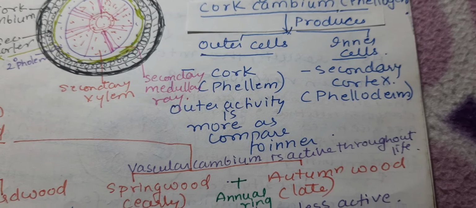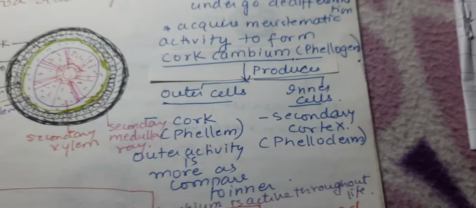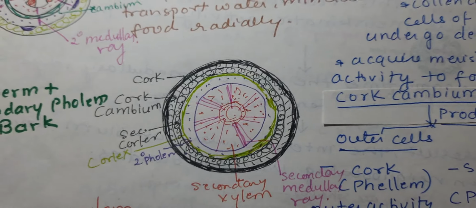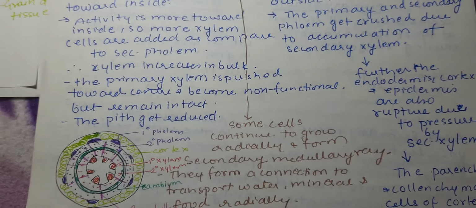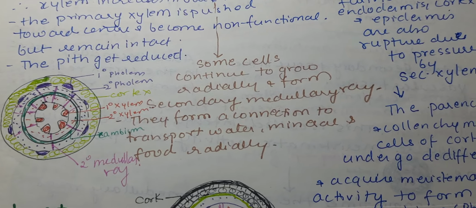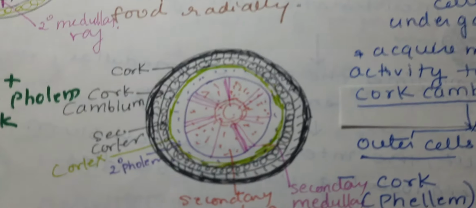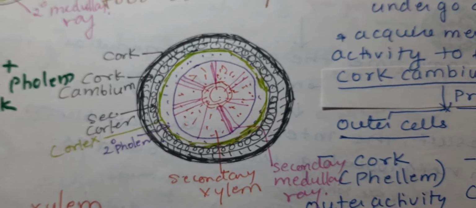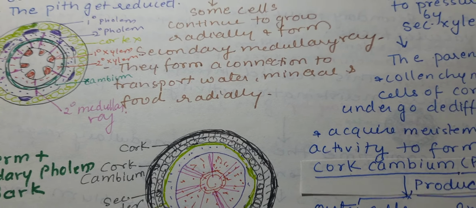Again, activity is more toward the outer side as compared to the inner side, so you will find more cork during the secondary thickening. Now, besides inner and outer, you will find that some cells continue to grow radially, especially the ray initials, and form the secondary medullary rays. These secondary medullary rays help in the conduction and transportation of water and minerals.